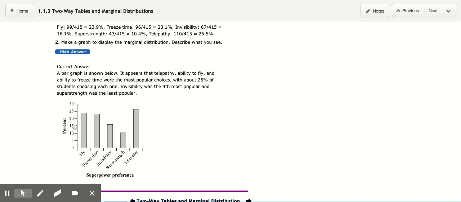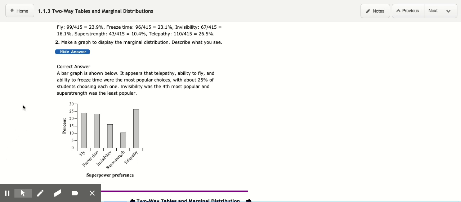So you'll notice on the side here, percentages up to 30, just based off of the numbers. None of them were higher than 30. And then on the bottom is the superpower preference. Make sure that you label what the sides are, so each of the axes, and then draw your bar graphs in.